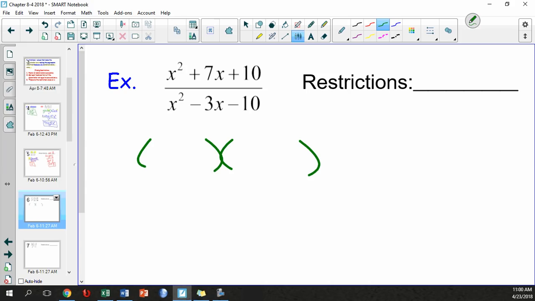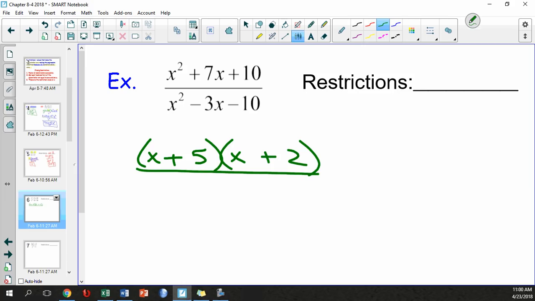So how do I split up x squared? X and x. And I'm looking for factors of 10. 5 and 2 or 1 and 10. That will give me 7. I have to use 5 and 2. And I need them both to be positive. Okay. So I factored the numerator completely.